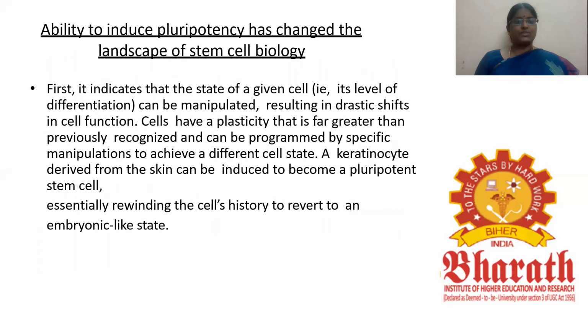So the ability to induce pluripotency has changed the landscape of stem cell biology. It indicates that the state of a given cell, its level of differentiation, can be manipulated, resulting in drastic shifts in cell function. It also shows that the plasticity of the cell is greater than previously recognized and can be programmed by specific manipulations to achieve a different cell state. So with induced pluripotent stem cells, a keratinocyte derived from the skin can also be induced to become a pluripotent stem cell, essentially rewinding the cell's history to revert to an embryonic-like state.